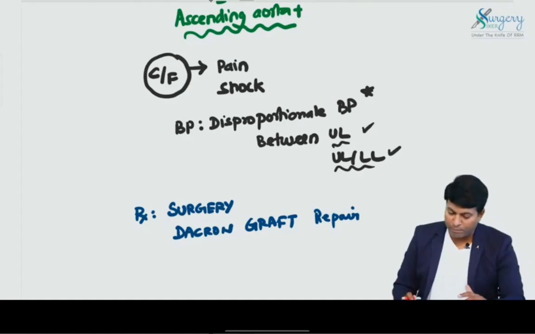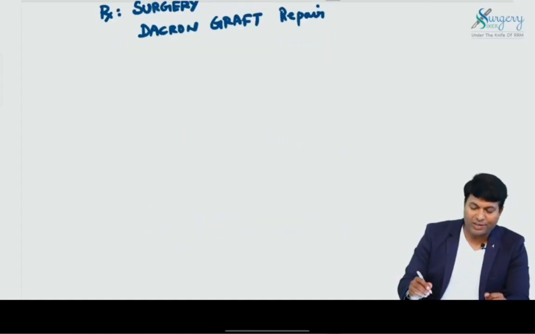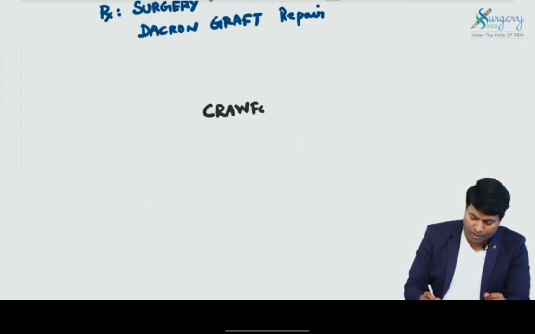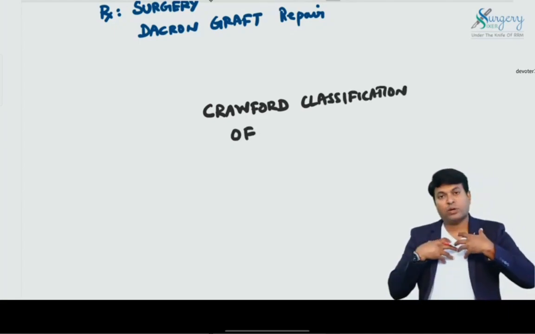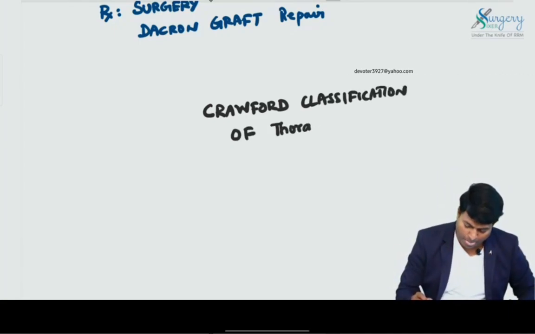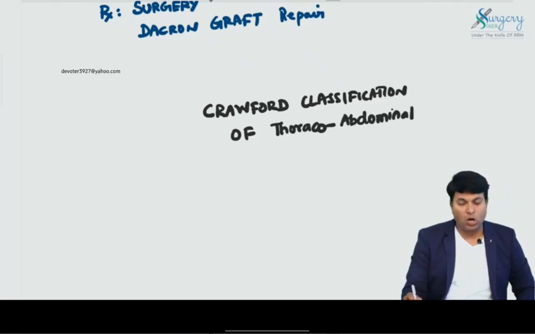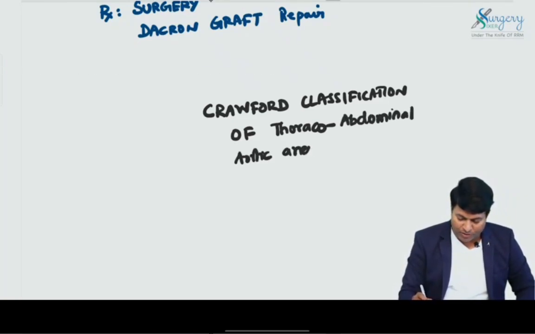So these are the two important things. For those who are preparing for super specialty level, there is one more classification known as the Crawford classification. Thoraco-abdominal aortic aneurysms have a classification known as the Crawford classification.